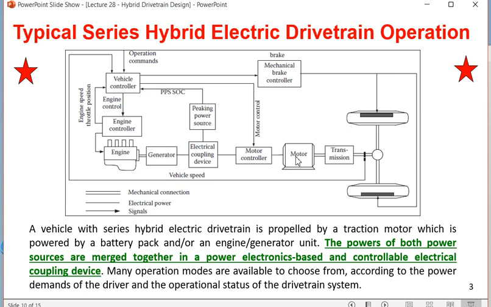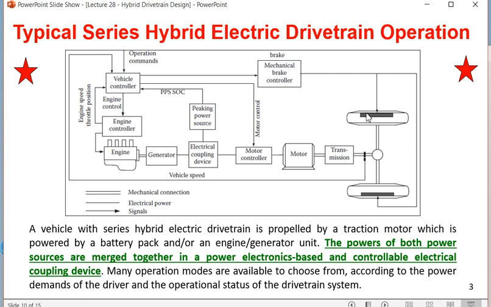Depending on the size and type of this motor, this coupling device or electrical coupling device has to act accordingly. So this is not only coupling the power from the PPS source. This is a peaking power source. Peaking power source is nothing but the battery, and this peaking power source can be charged directly from the plug-in. Any state, how much is the state of charge, how much is the current or voltage and all those things, all the details of this secondary source or peaking power source are continuously being fed to the vehicle controller, and accordingly the engine controller will decide how much power should be taken from the engine, how much power should be taken from the peaking power source to satisfy the overall power requirement of the vehicle.